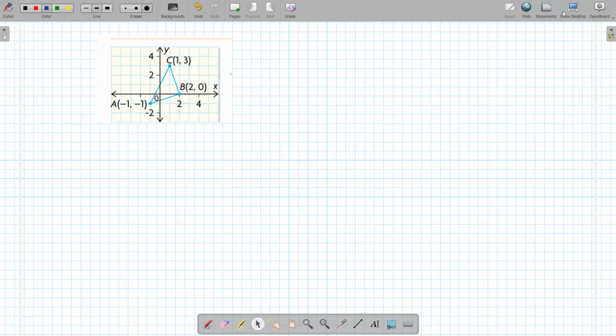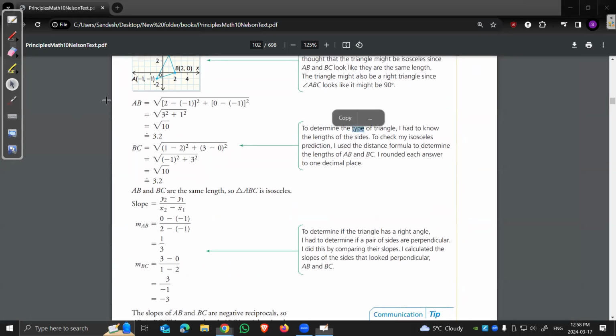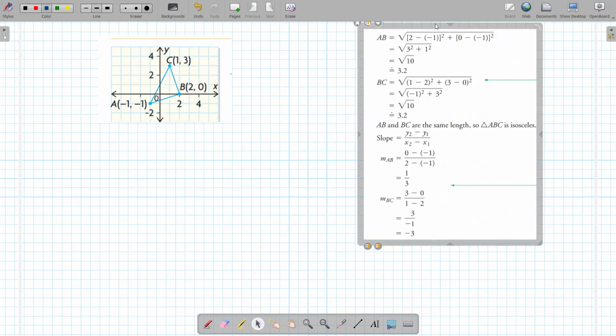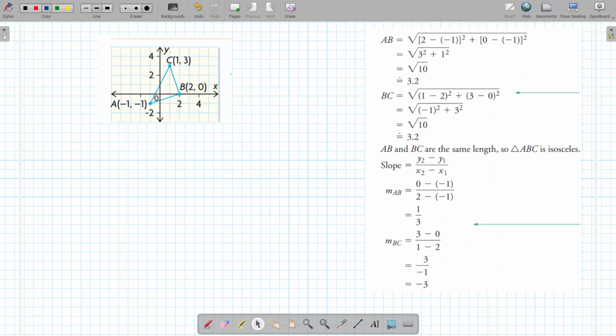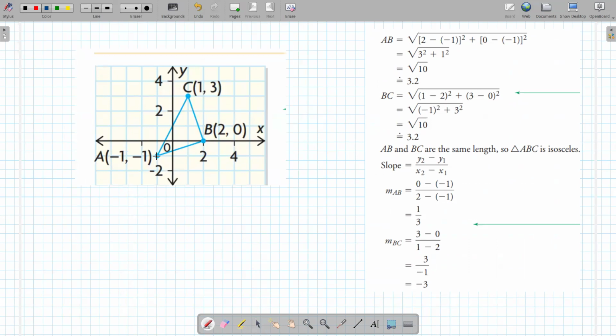Let's look at this triangle. It's asking us to classify this triangle. So again, we could have found this. I'm just doing it for time purposes. They found the slope of AB and they found the slope of BC, and they got this number and this number. What does that mean about their slopes? It's the negative reciprocal, yeah? So it's perpendicular.